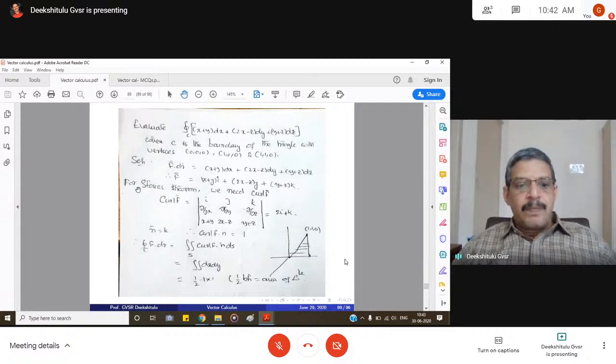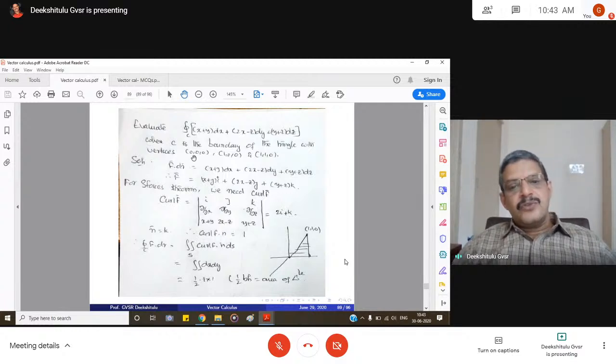So to apply Stokes theorem, you need curl F. So i j k, dou by dou x, dou by dou y, dou by dou z, x plus y, 2x minus z, y plus z. You simplify this, 2i plus k. Once again, when you apply this curl F, the line integral over C of F dot dr is equal to the surface integral of curl F dot dS. Curl F is now known to you.